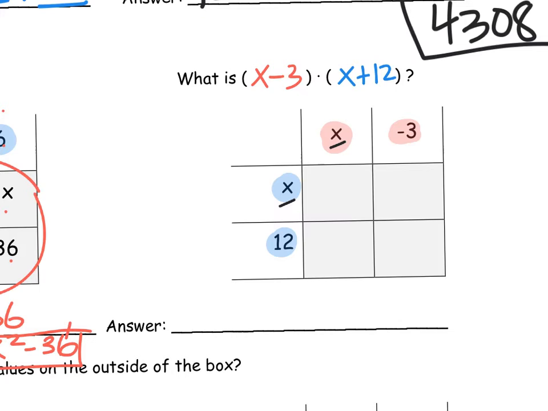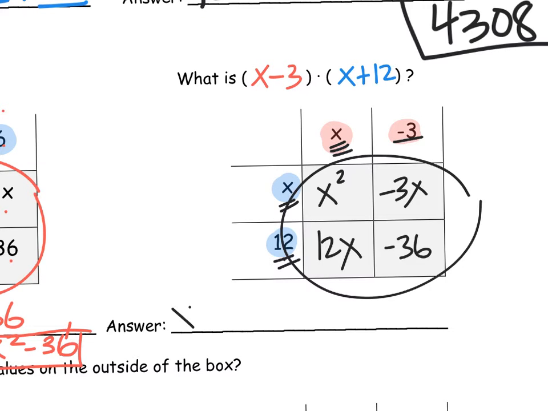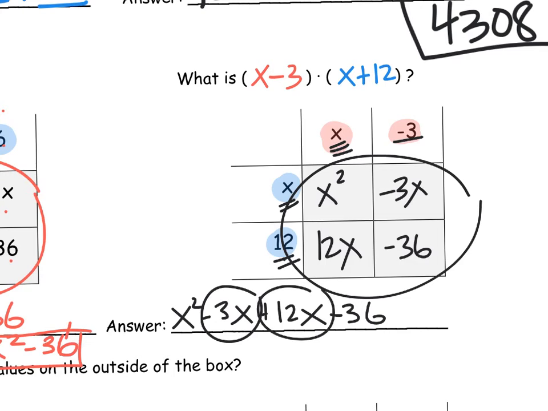X times x is x squared. X times negative 3 is negative 3x. Now going to the top, x times 12 is 12x. 12 times negative 3 is negative 36. All of these added up is my answer. X squared minus 3x plus 12x minus 36. Like terms, I get x squared. Negative 3 plus 12 is positive 9x minus 36.